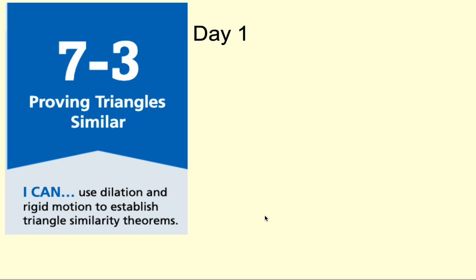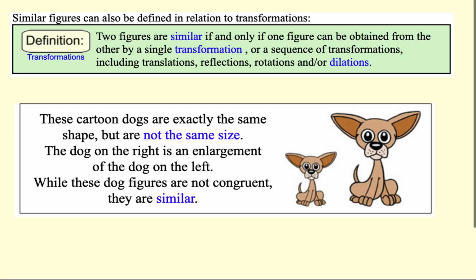Gators, this is 7-3, proving triangles similar. I can use dilation and rigid motion to establish triangle similarity theorems. Similar figures can also be defined in relation to a transformation. We have done rigid motions before, where we use translations, reflections, and rotations. When we want to involve similar figures, we're going to add another transformation, and that's called dilation.